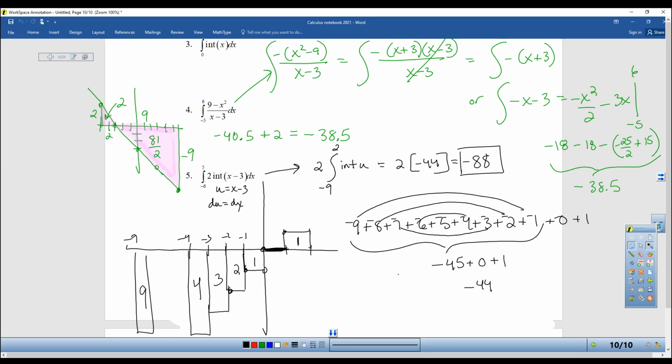There is no algebraic way to do this one. You have to do it by graphing. There's no formula for the integral of a greatest integer function.